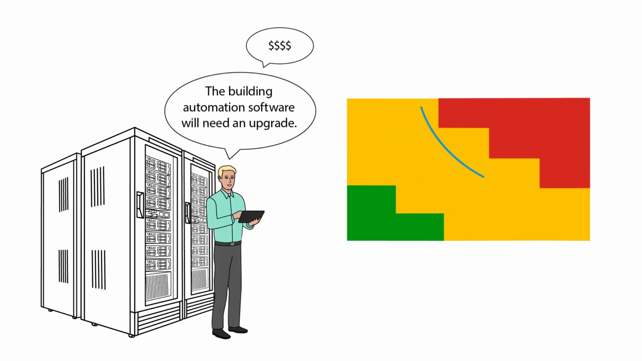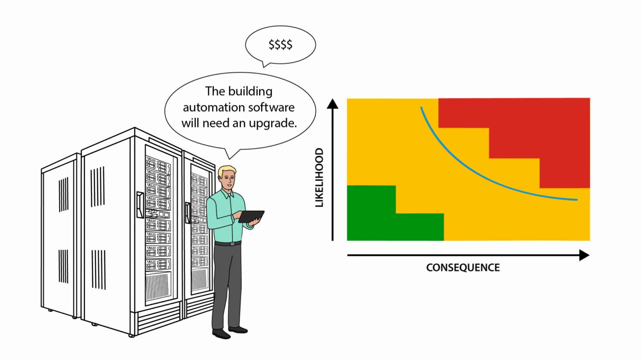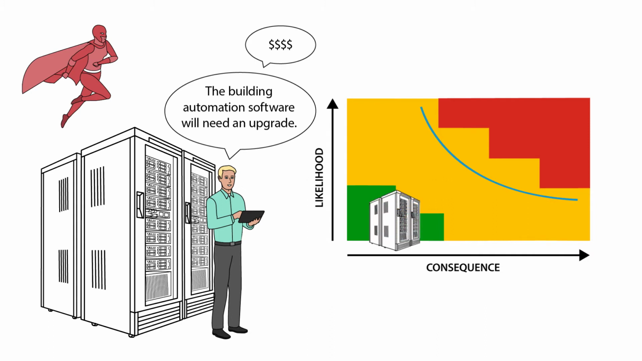The building automation software is due for an upgrade. By deferring an upgrade, enhanced features will not be available. Because the building automation system is currently functioning well, the consequence and likelihood of any failure is low. An upgrade will only provide a potential for optimization.